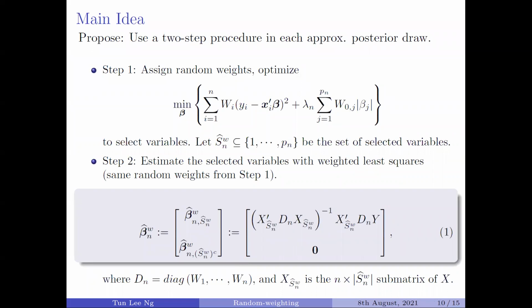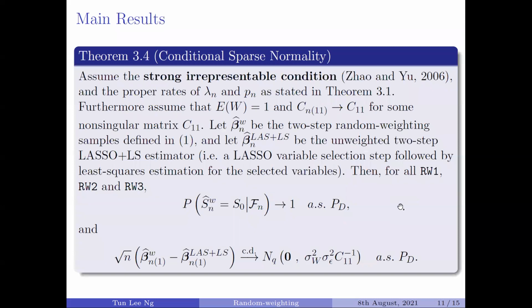Now, here's our main idea. We propose to use a two-step procedure in each of the approximate posterior draws. In step 1, we draw random weights, assign them on the objective function, and optimize it to select variables. Then in step 2, for those variables selected in step 1, we perform weighted least squares to estimate them. We repeat step 1 and step 2 for B times, and we get our random weighting samples.